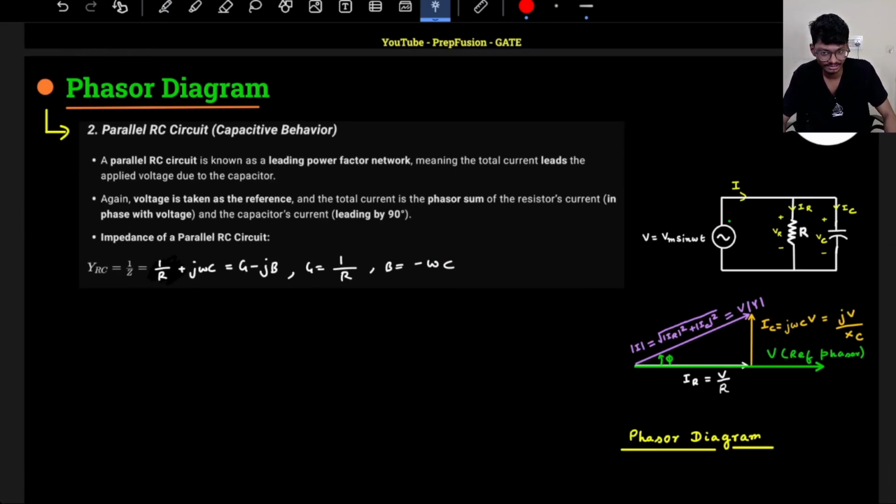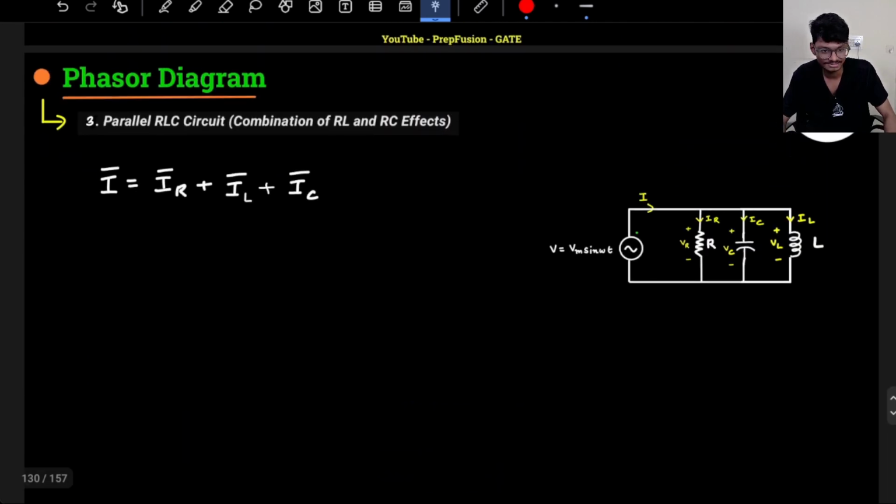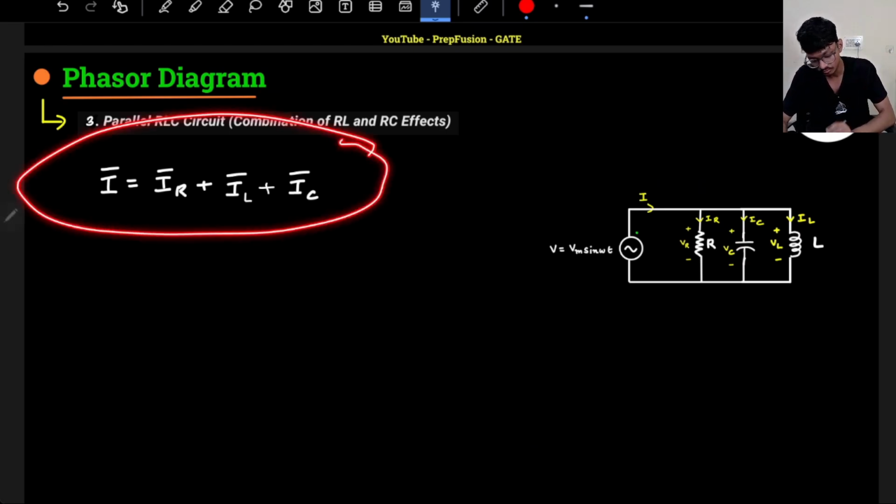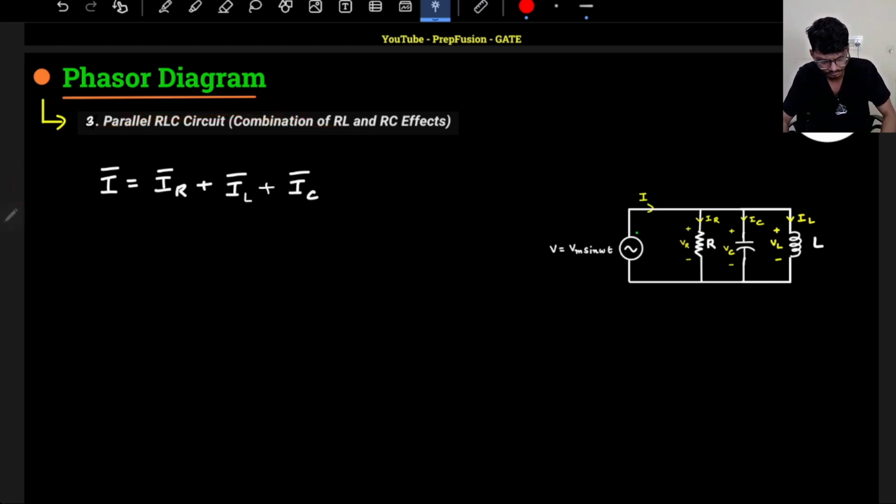So this was the analysis for the parallel RC circuit. This was the analysis for the parallel RL circuit. Now let's come to the RLC circuit, the parallel RLC circuit. So what will happen in the parallel RLC circuit? For the parallel RLC circuit, I have the resistor, inductor, and capacitor. Similar to the case of the series RLC circuit, where we had 3 cases, here also we will have 3 cases. Again, the current will be the phasor sum of all the 3 quantities.